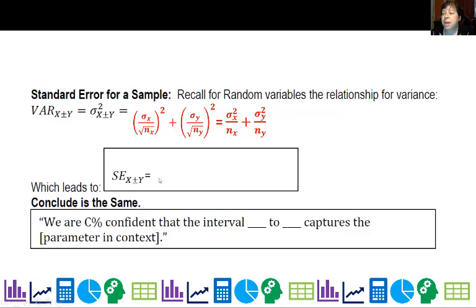We add them. And then to get back to my standard error, I'm going to have to take the square root of that. So that's what I'm going to be using. By the way, this is on your math chart on the back.